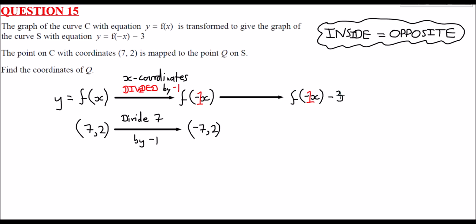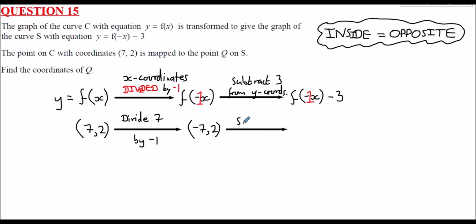When it's outside of the function brackets, it affects y in an obvious way. So it affects y in a common sense way. So here, for y coordinates, we just do what it looks like. We subtract 3 from the y coordinates. So I can just write this in. In our case, we subtract 3 from 2 because 2 is our y coordinate.